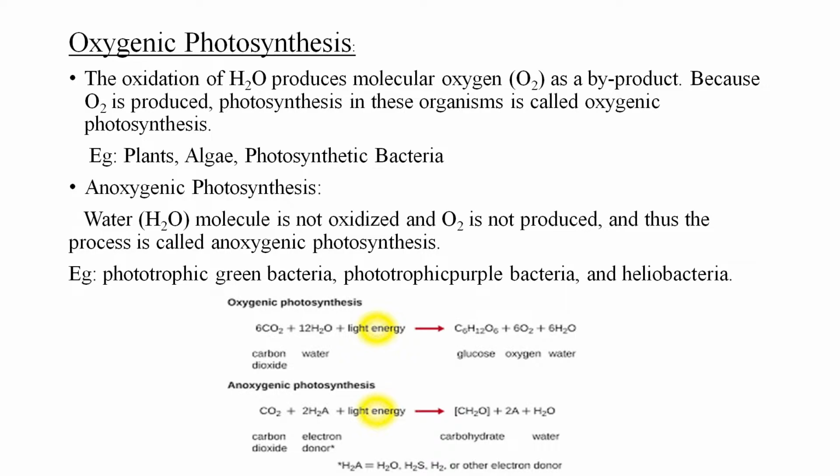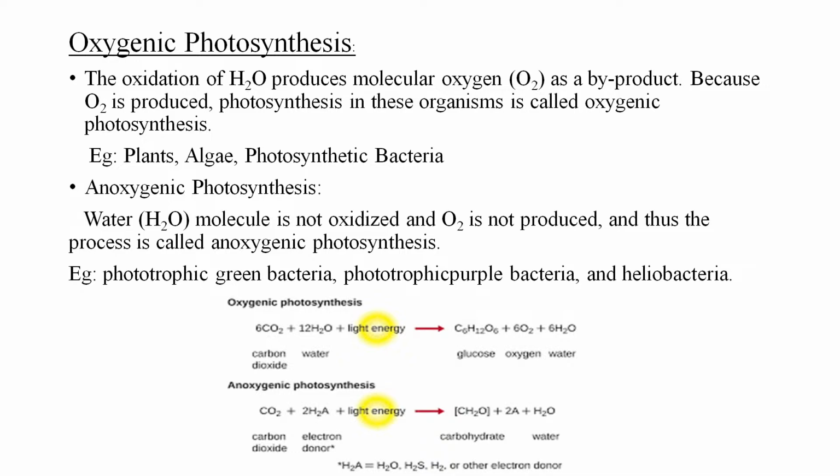In oxygenic photosynthesis, the oxidation of water molecules produces molecular oxygen as a byproduct. Because oxygen is produced, photosynthesis in these organisms is called oxygenic photosynthesis, and the organisms are called oxygenic photosynthetic organisms. Some examples of organisms which undergo oxygenic photosynthesis are plants, algae, and some photosynthetic bacteria.